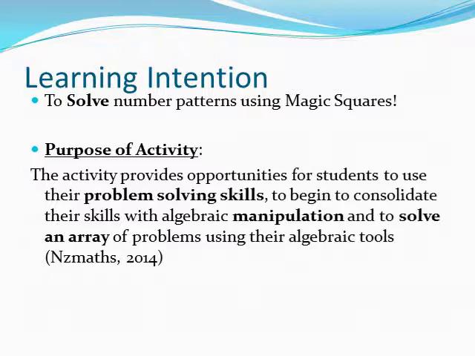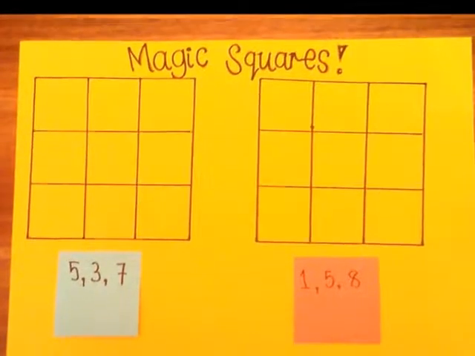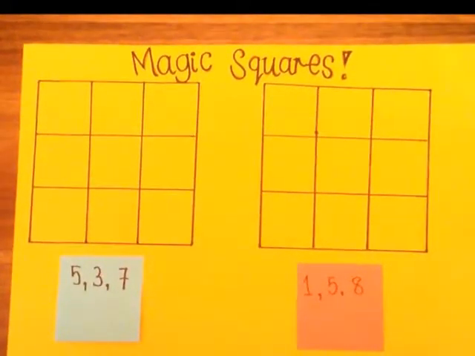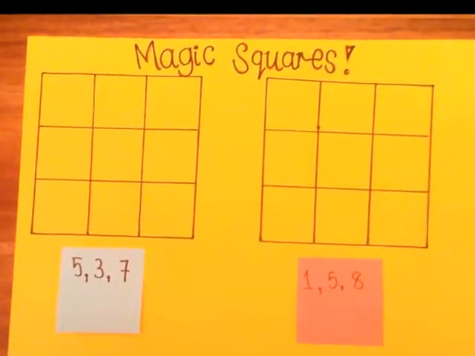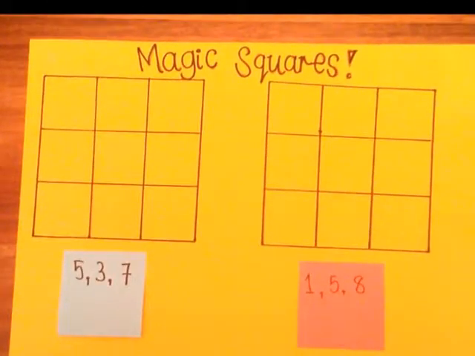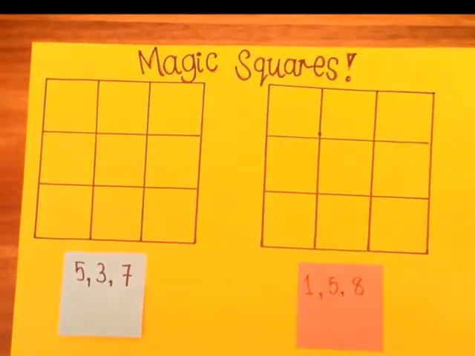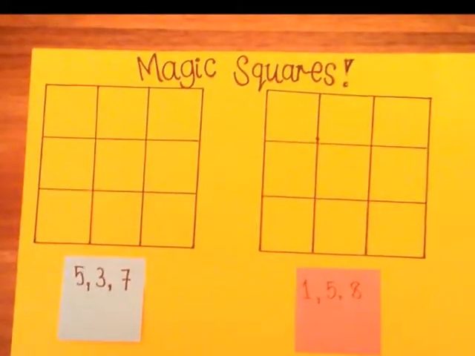The learning intention for this activity is to solve number patterns using magic squares. The purpose of the activity requires an opportunity for students to use their problem-solving skills, to begin to consolidate their skills with algebraic manipulation, and to solve an array of problems using their algebraic tools. The activity requires students to use algebraic representations of 3 by 3 magic squares, whereby the sum of the three numbers in each row, column and diagonal add to a constant number. In this case, we are using the numbers 5, 3 and 7.